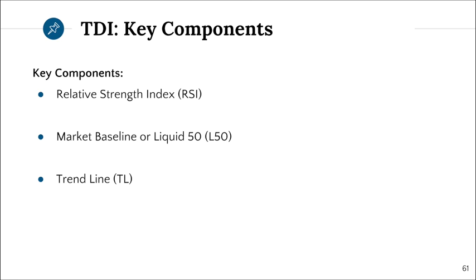There are 3 key components to building a TDI. You have an RSI, which is the green line that you just saw. You have a market baseline, or a liquid 50, whichever you want to call it. That's the yellow line. And then you have a trend line, the red line that you just saw.